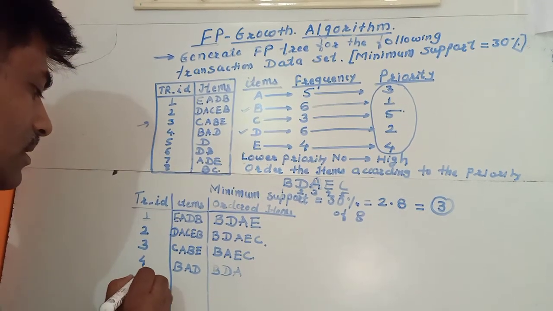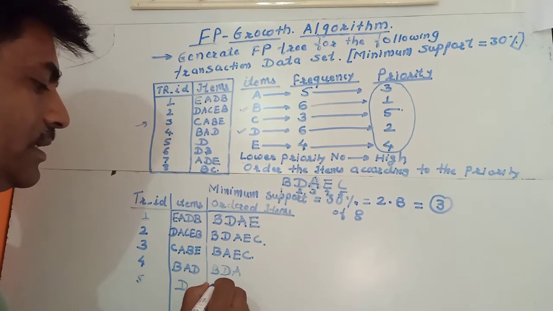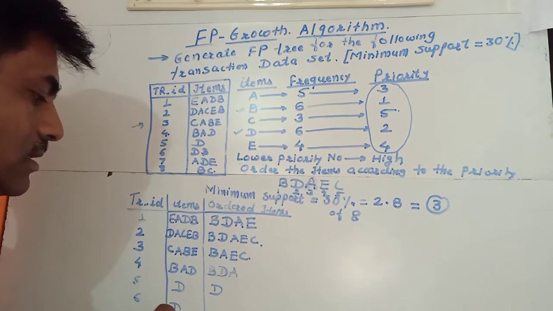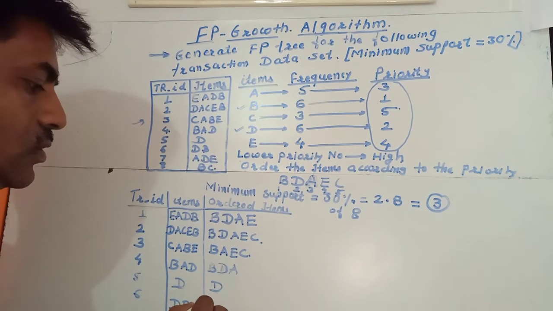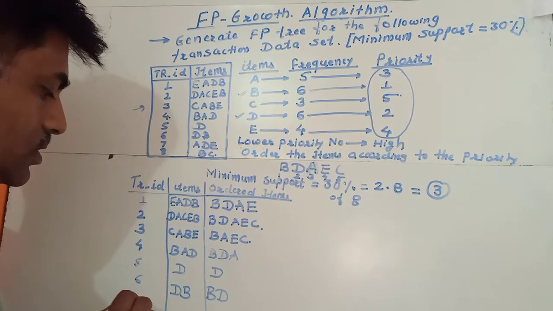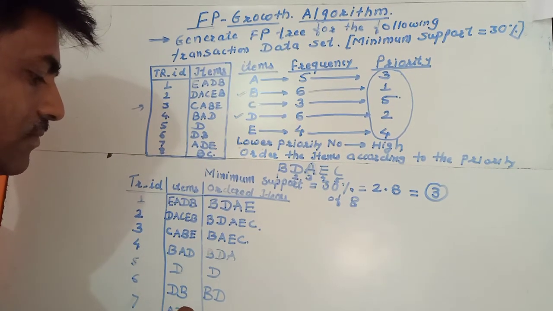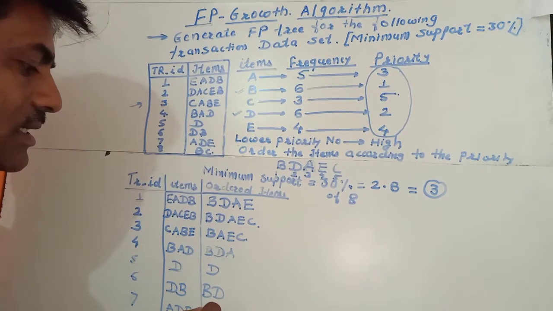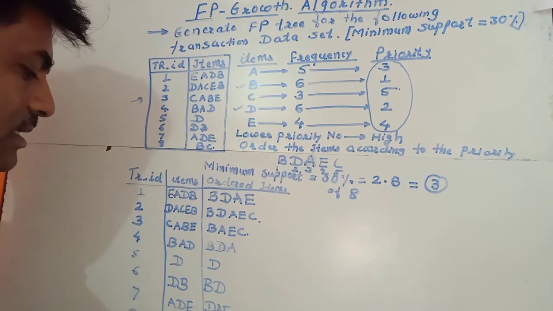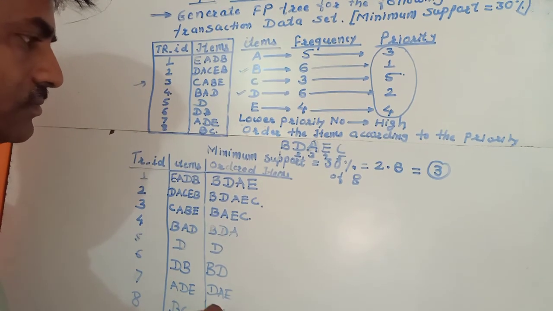Similarly, transaction ID 5, we will keep it as it is. Transaction ID 6, D and B, so we will change it to B and D. Similarly, transaction 7, previous record was ADE, so we will change it to DAE, and finally the transaction ID 8 is BC, so we will keep it as it is, BC, right?